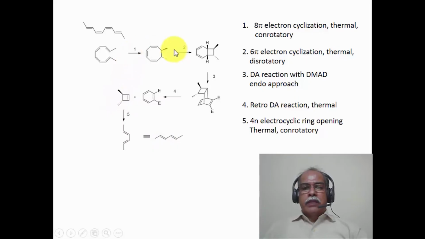So the 5 pericyclic steps are also identified very clearly here. The first one is an 8 electron cyclization, then followed by a 6 electron cyclization, a Diels-Alder reaction followed by a retro Diels-Alder reaction. Finally, a 4n cyclization. So when you take this molecule with dimethyl acetylene dicarboxylate and heat it strongly to 200 degrees or so for a prolonged period of time, these are the two thermodynamically stable products. This is an aromatic product, and this is of course a conjugated diene product. These are the two products that are formed.